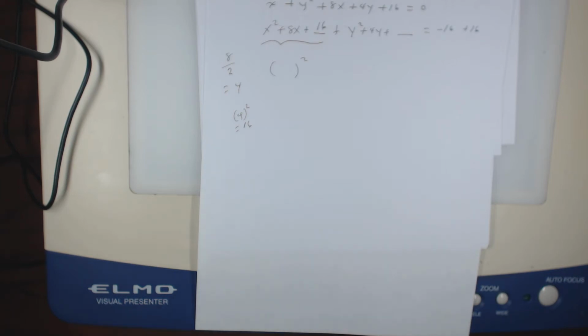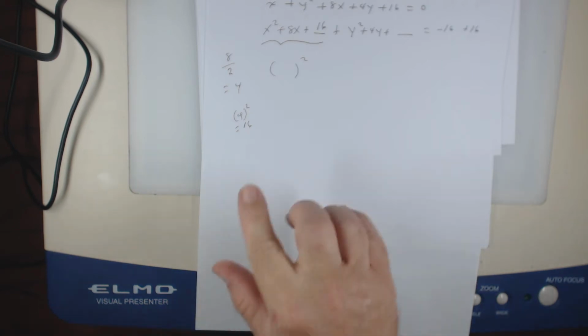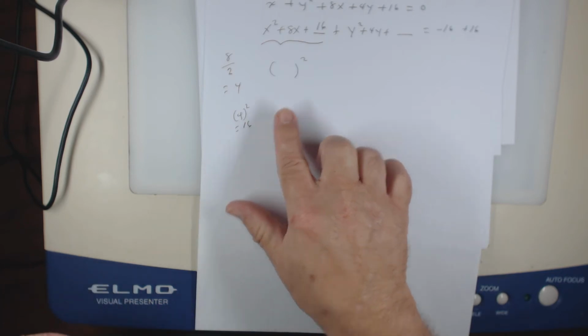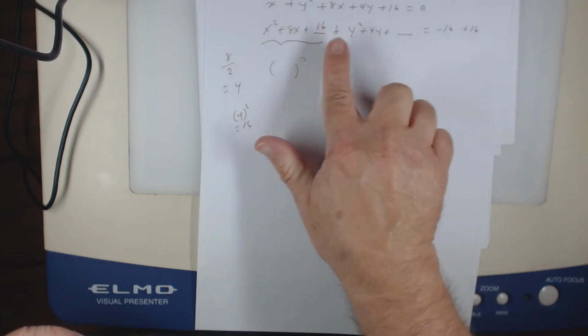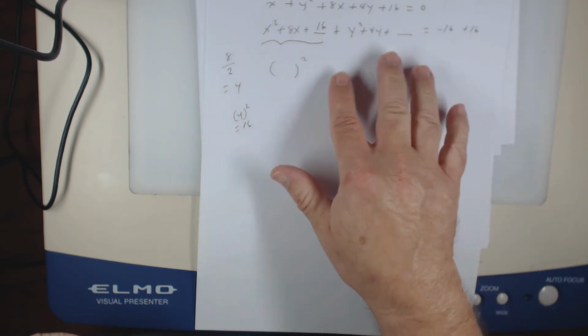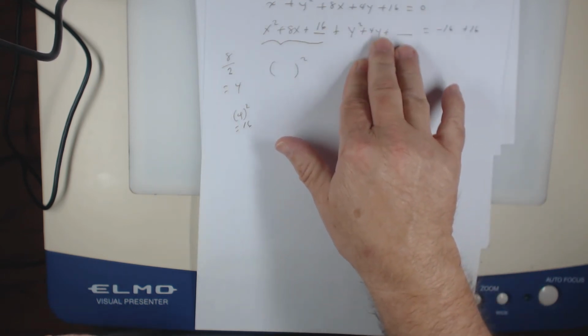All right, so remember completing the square in a quadratic. You take the coefficient of x, which is 8, divide by 2, you get 4. What do you do to 4? Square it, you get 16. What do you do to 16? You add it to both sides, just like with a quadratic. In this case, you can do it twice.